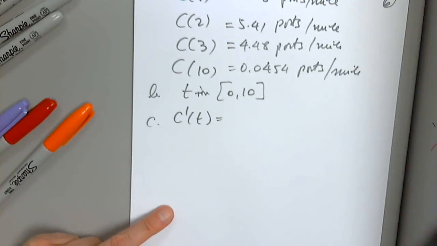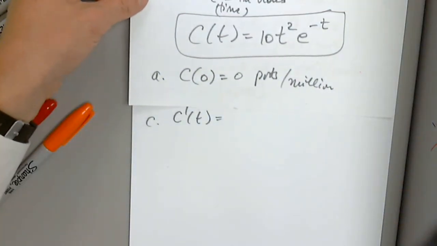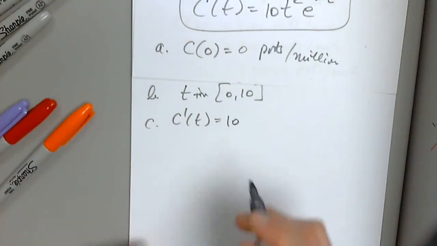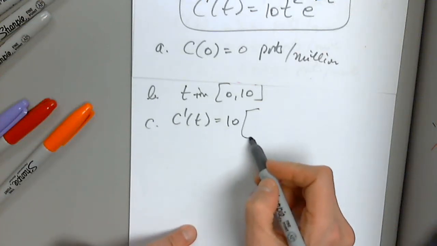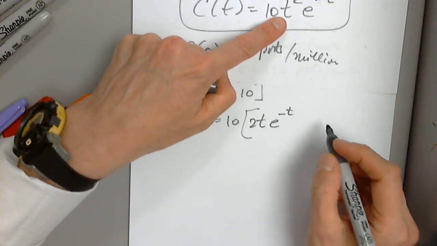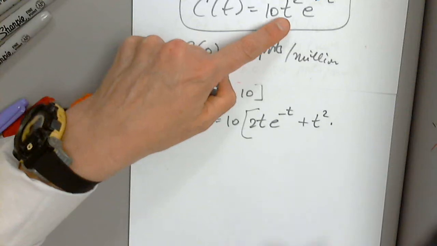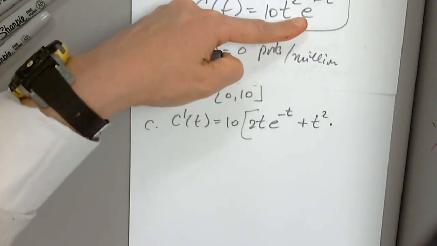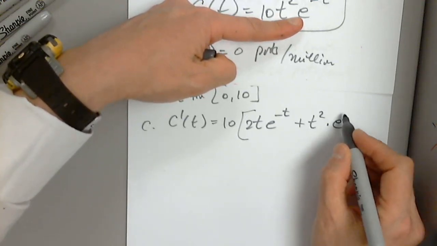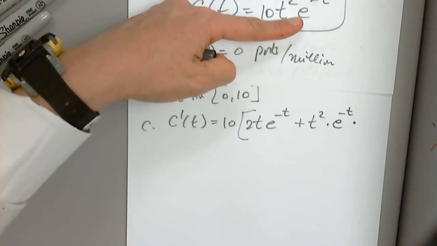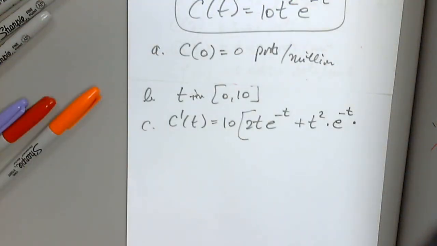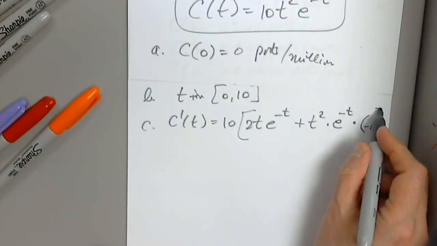Okay, so let's find C prime of t. And here's the function, 10t squared e to negative t. Remember, keep the constant outside, you make your life easier. First function prime, times e to negative t, plus t squared times e to a function. This is not e to plain t, it is e to negative t. So it will be e to negative t multiplied by the derivative of negative t, which is negative 1. Excellent. Perfect.